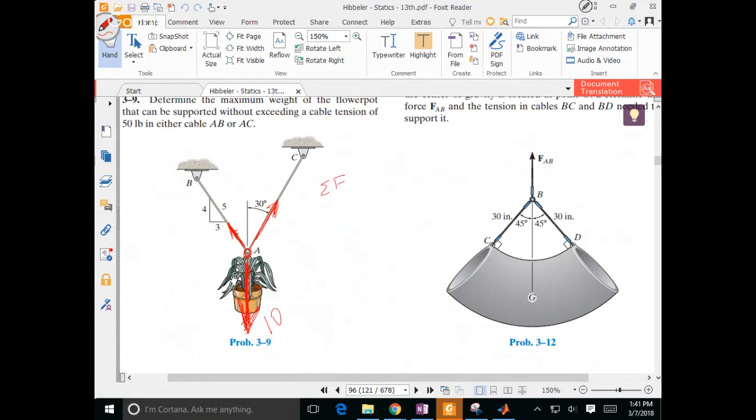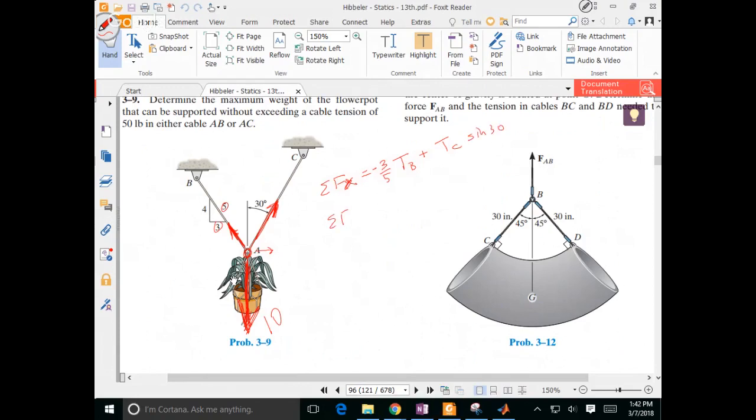I can do the sum of the forces in the X equal to 3/5 of tension, I'm just going to call it B. And that's a minus because it's going to the left, plus tension in C, but I'm looking for the part that's going this direction. So that's actually sine of 30.